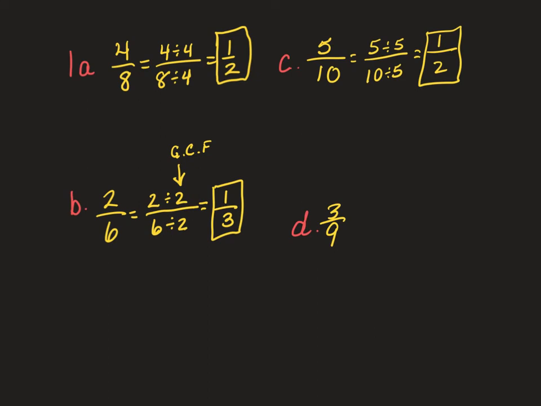3/9 for D. Factors for the smaller number, the numerator 3, include 1 and 3. We're not going to use 1, so we're using 3. Can 9 be divided by 3 evenly? Yes. 3 is our greatest common factor. So 3 divided by 3, 9 divided by 3. Again, same number on top as on the bottom. 3 divided by 3 is 1. 9 divided by 3 is 3. Box in or highlight your answer.